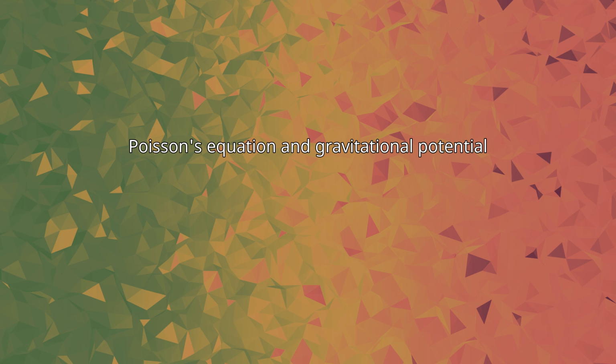(1/r²) d/dr (r² dφ/dr) = 4πGρ(r), while the gravitational field is g(r) = −e_r dφ/dr.